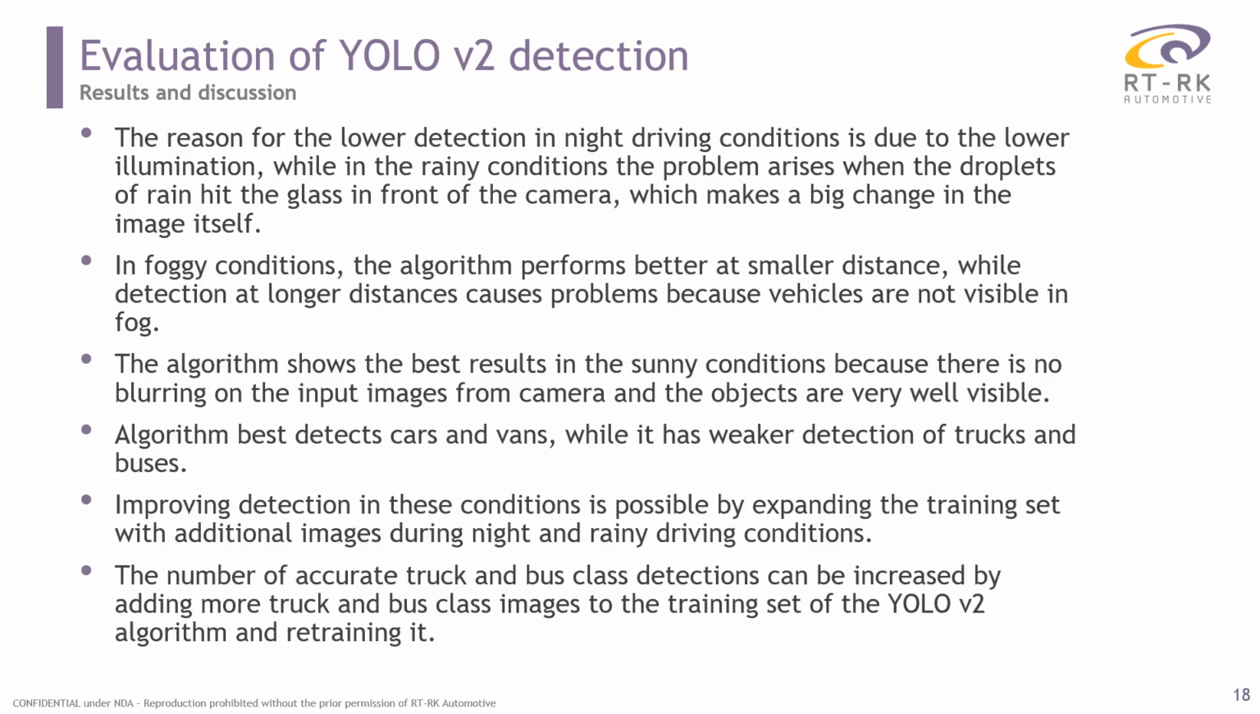The reason for the lower detection in night driving conditions is the lower illumination, while in rainy conditions the problem arises when the droplets of rain hit the glass in front of the camera, which makes a big change in the image itself. In foggy conditions, the algorithm performs better at smaller distance, while detection at larger distance causes problems because vehicles are not visible in fog. The algorithm shows the best result in sunny conditions. The algorithm best detects cars and vans while it has weaker detection of trucks and buses. The improvement of Yolo V2 detection is possible by expanding the training set with more images and retraining it.